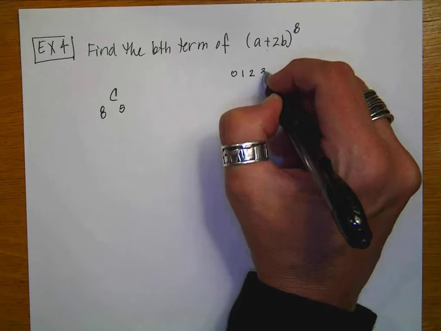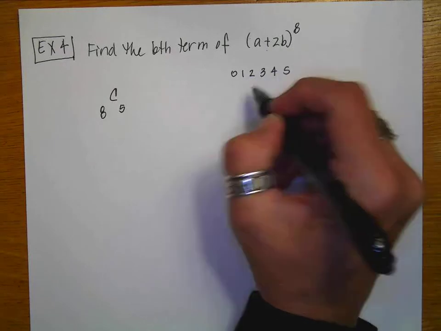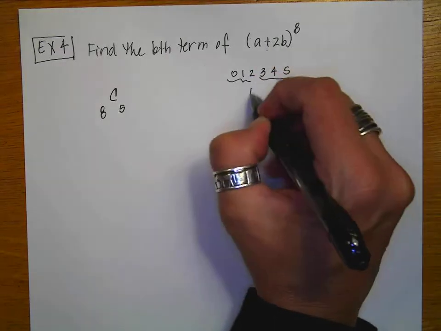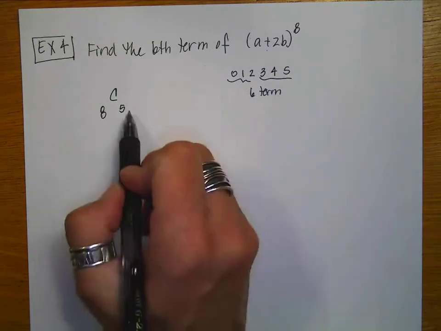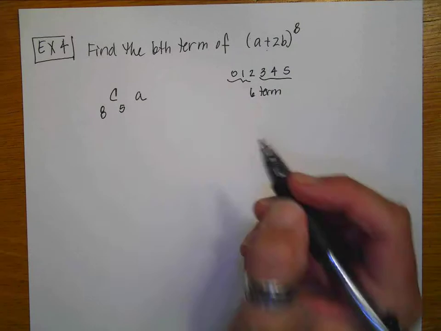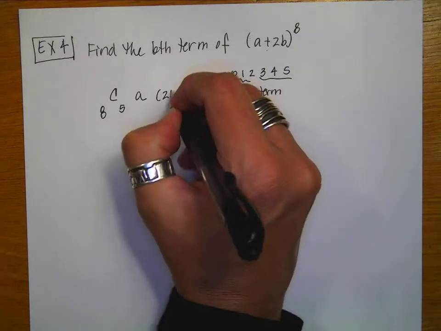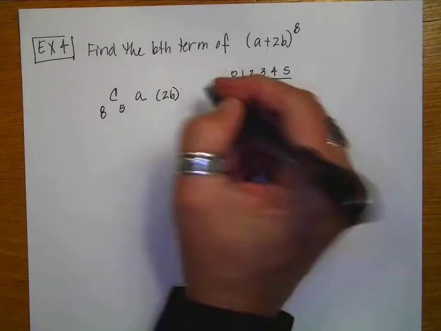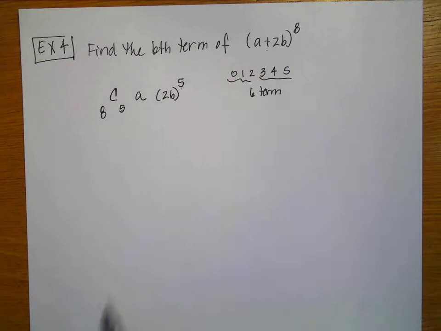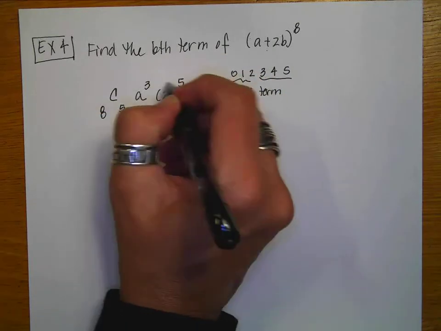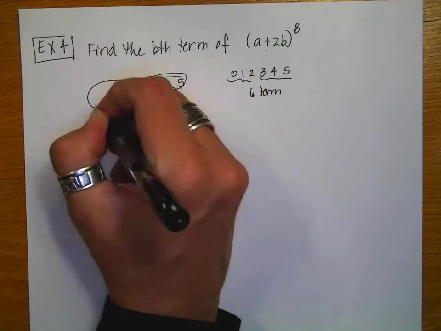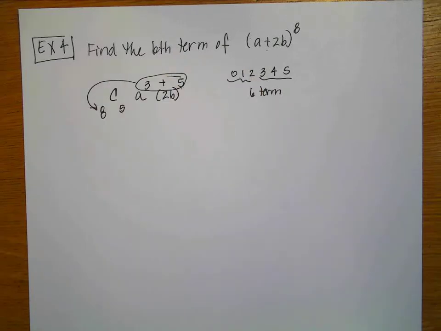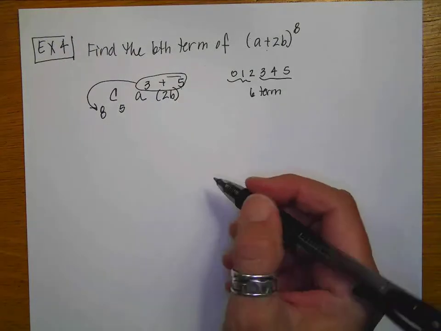Remember, if I start on 0, it would be the 0 term, 1st term, 2nd term, 3rd term, 4th term, 5th term, and this is 6 terms. So the combination of 8 choose 5, I'm going to write down my a and I'm going to write down my 2b. These two numbers always match, so I'm going to put a 5 there. The coefficients have to add, these guys have to add to give me the 8.